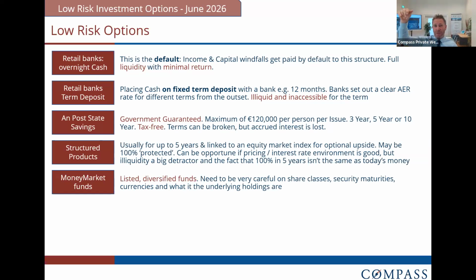Well, actually, in 5 years' time, €100 is really worth about €112 if you factor in modest inflation. So it's only really capital guaranteed if you're told that every 100 you put in is going to be worth 112 in 5 years' time. Money market funds are listed funds, institutional diversified funds, and this is something that Compass do a lot of research and due diligence on these days.